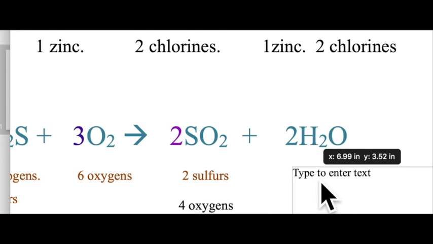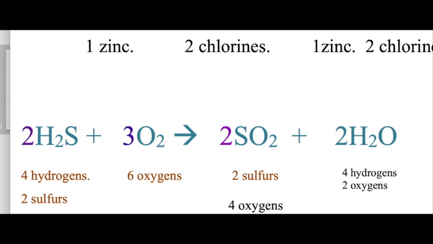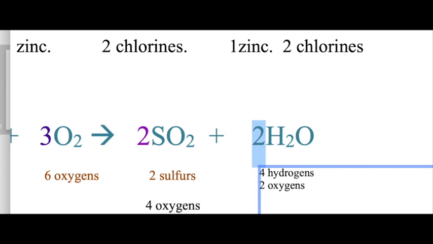On this side, we have 4 hydrogens and 2 oxygens. Yay, we did it! I'm spending more time trying to figure out how to write it in here. You just multiply by the coefficient. Just don't forget that this large number is the coefficient, and this large number you multiply. You multiply 2 times 2 is 4 hydrogens, and then 2 times 1 is 2 oxygens.